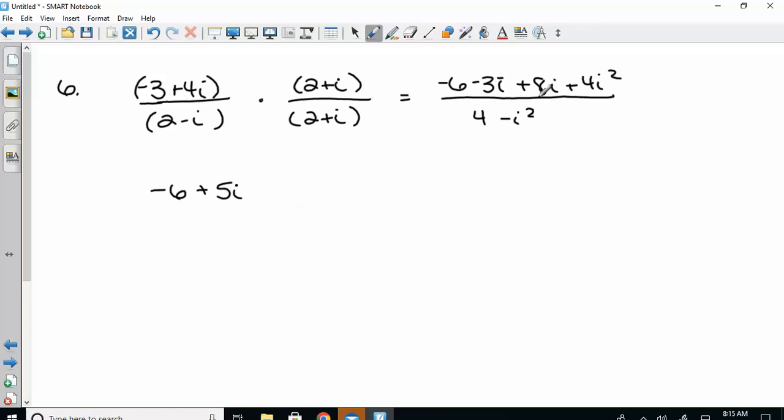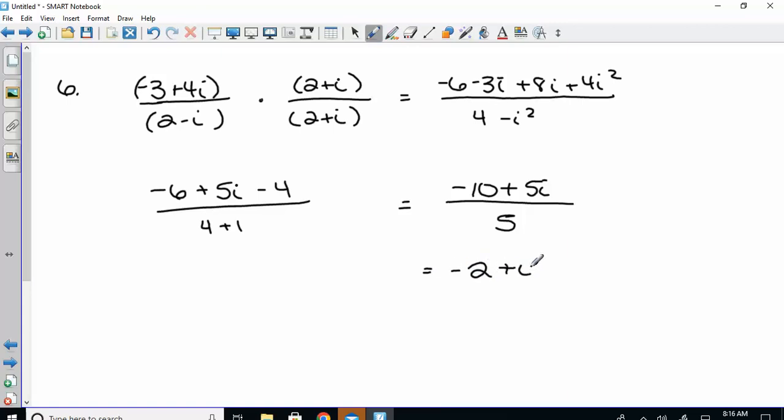So I can combine like terms. 4i squared would turn into -4. 4 minus i squared turns into 4 plus 1, because i squared is -1. So we get -10 plus 5i over 5. Divide everything by 5, so -2 plus i.